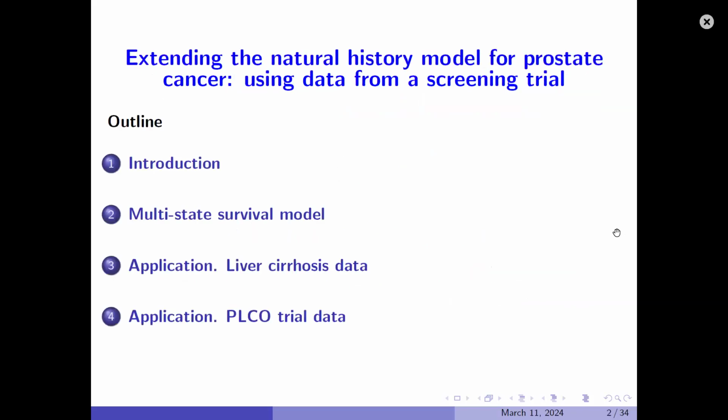Right. So a little bit of the structure. First I'm going to talk about the motivation of the research. Then I'm going to introduce the multi-state survival model. And I'm going to be talking about two different data sets and two different applications. The first one is going to be about liver cirrhosis. That's a randomized trial. And the second one is going to be about prostate cancer.